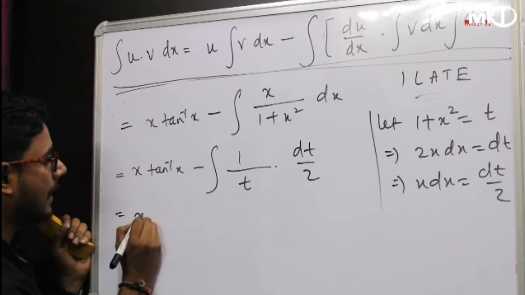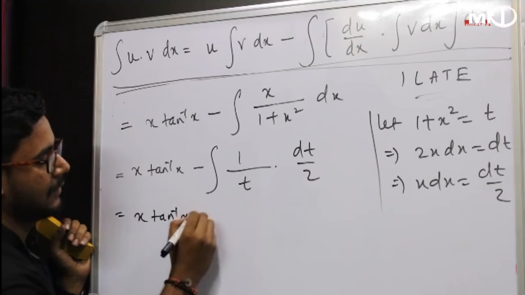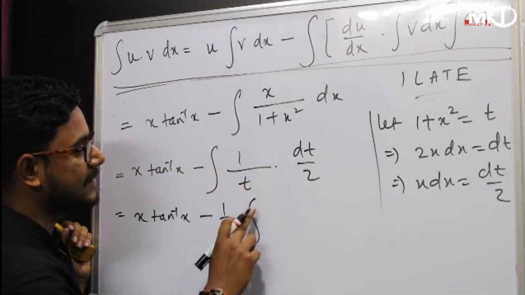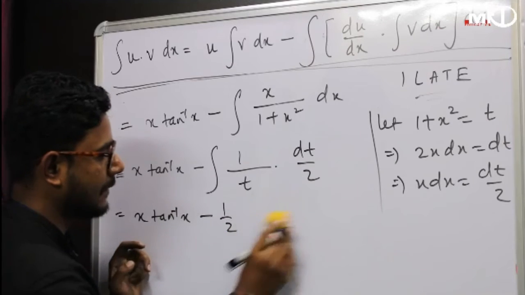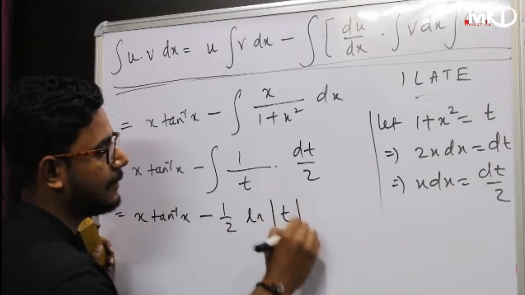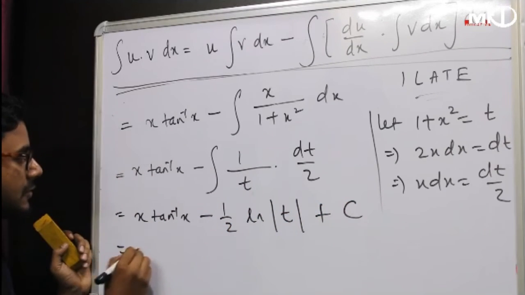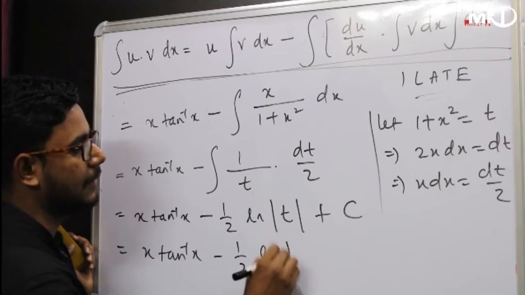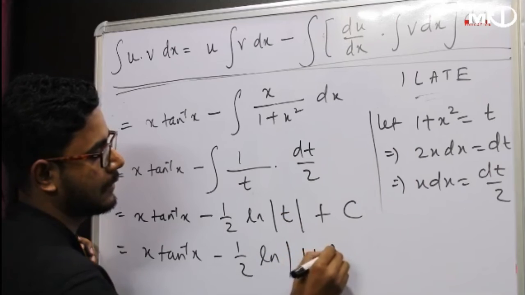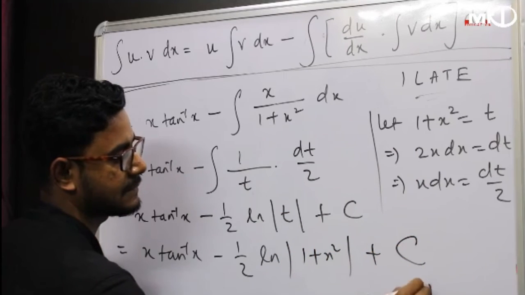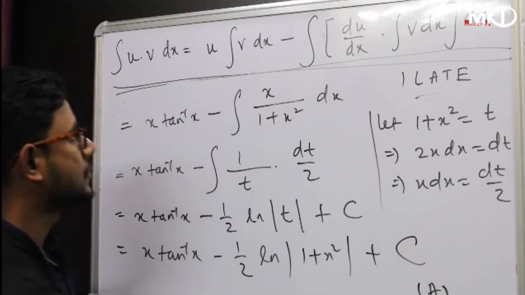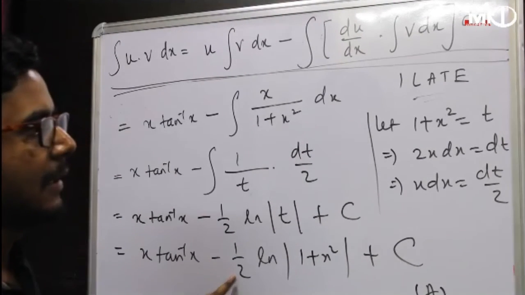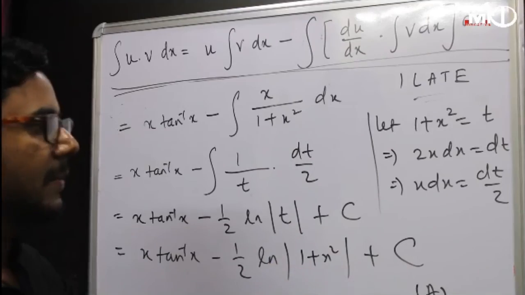So now it will become x tan inverse x minus 1 by 2, this is a constant so it can come out, and the integration of 1 by t will be ln t plus c. So this will be x tan inverse x minus half ln t, where t is 1 plus x square, so 1 plus x square, plus c. Okay, so the integration of tan inverse x is x tan inverse x minus half ln 1 plus x square plus c.